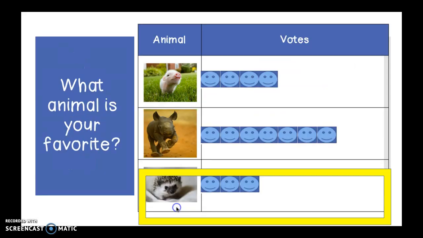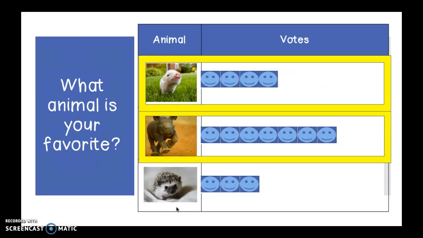Let's look. So just piggies and rhinos. Let's see, how are they different? Friend, press pause. Figure out how they're different. Press play when you're ready to check yourself. Okay, did you figure out how they're different? Me too. Yep, those 3 are different.